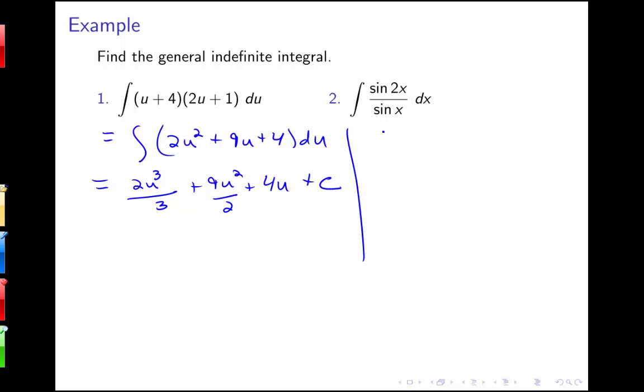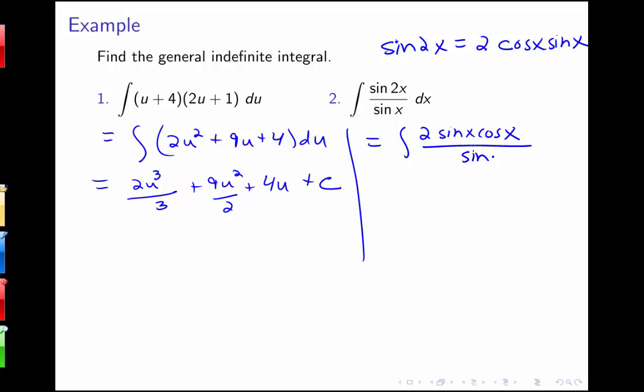For the second one here, I'm going to have to use some trig identities to simplify this, because this isn't automatically something that I can use an antiderivative rule on. So remember, we had this identity. I think this has come up once or twice before. Sine of 2x is equal to 2 cosine x sine x, or 2 sine x cosine x. So I can replace sine 2x with 2 sine x cosine x all over sine x dx.